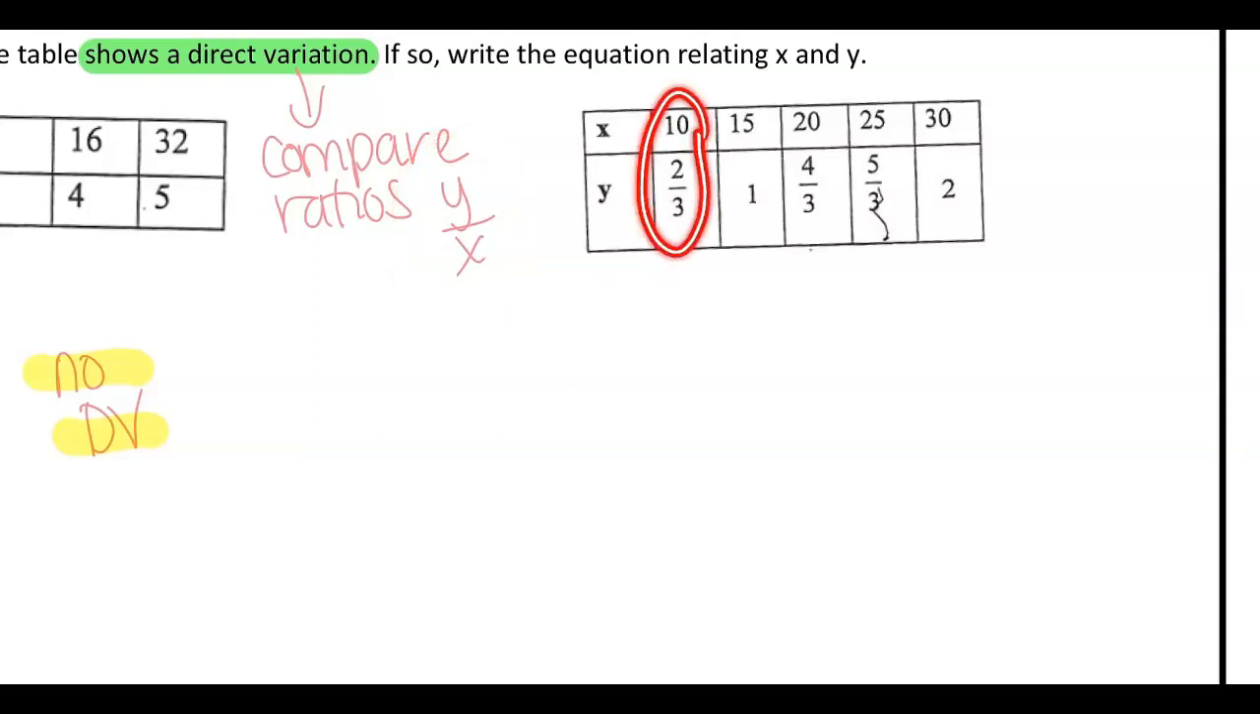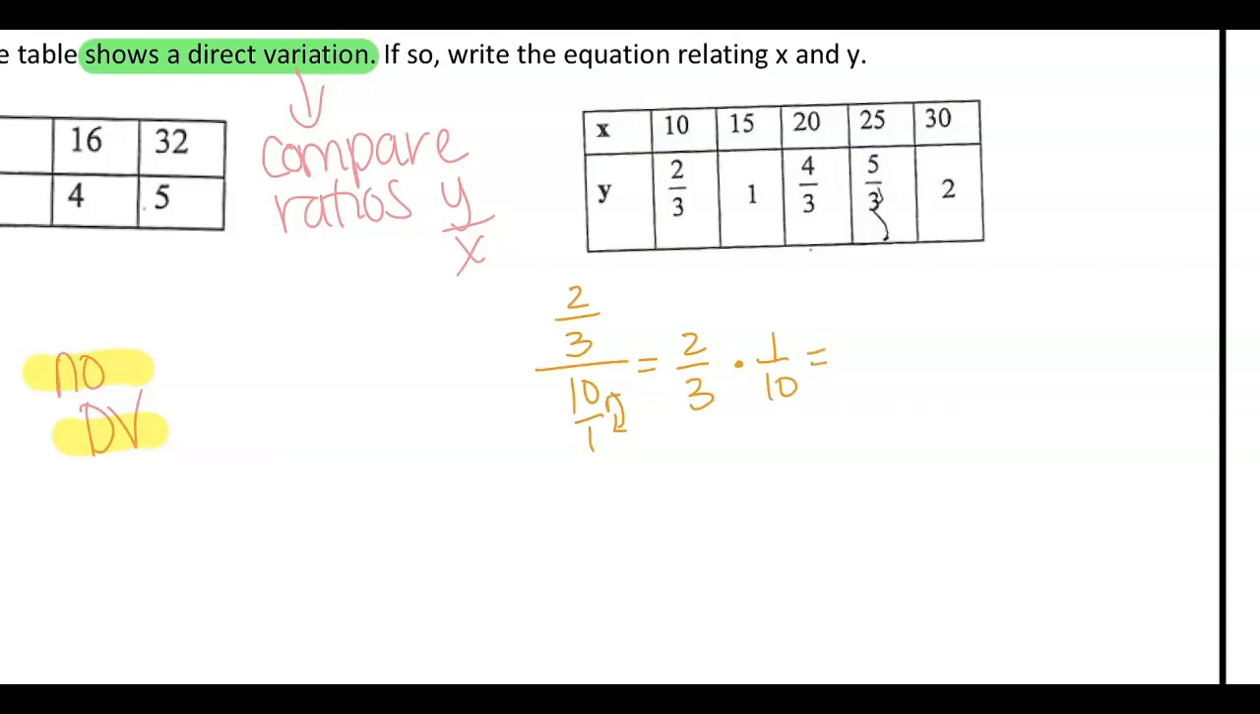Y over x is this ratio. So we're going to make this 2 over 3 divided by 10. We talked about this on the instantaneous and average rate of change stuff that we were looking at. How can I simplify this? Keep, change, flip. We're going to put that 10 over 1. We're going to keep the numerator the same, change the division into multiplication, and we're going to flip, or do the reciprocal of this fraction.